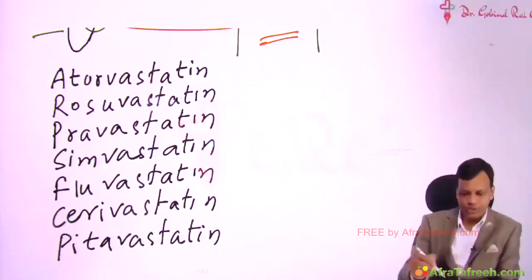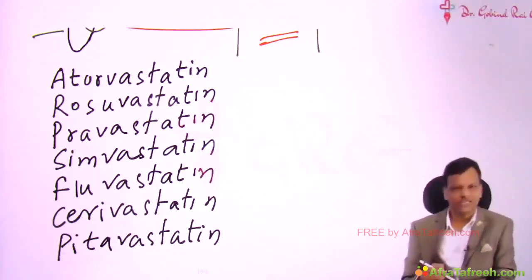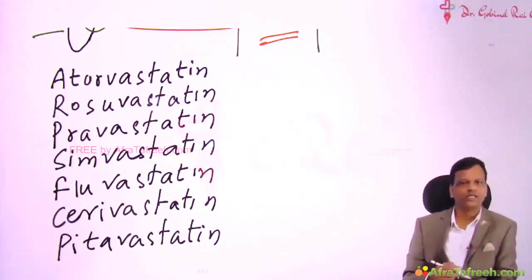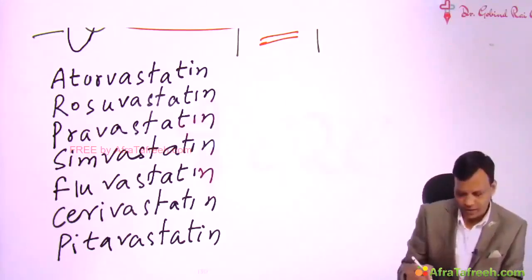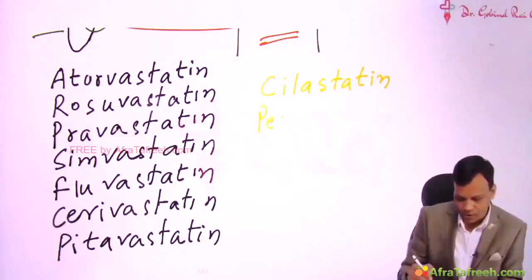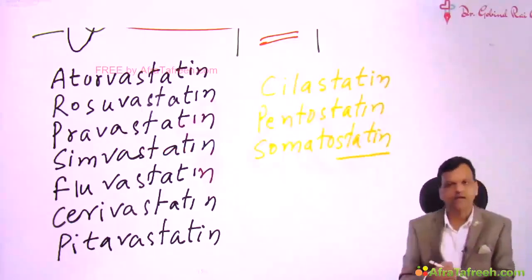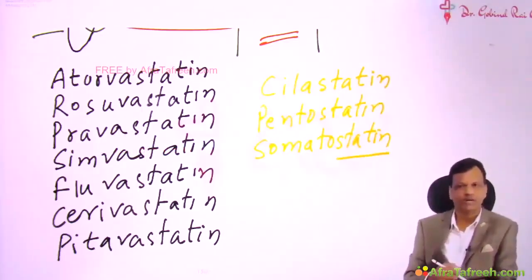Now one thing which you need to read carefully: there are some more drugs which also end with statin, but they are not anti-dyslipidemic drugs. Like we have a drug called cilastatin, which is used along with imipenem, an antimicrobial drug. We have another drug called pentostatin, which is an anti-cancer drug. We have a hormone called somatostatin. You must have heard about this hormone. So that means all the drugs which end with statin are not HMG-CoA reductase inhibitors.